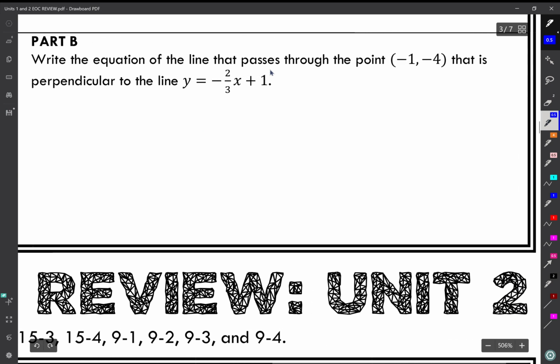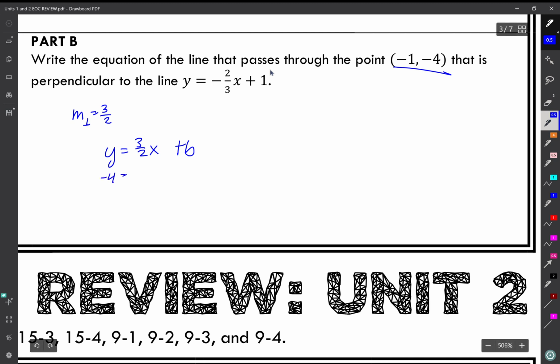Write the equation of a line that passes through the point negative 1, negative 4 that is perpendicular to the line y equals negative 2/3 x plus 1. So first step, find my slope. Since it's perpendicular to this line, which has a negative 2/3 slope, my slope will be 3/2. So far I've got y is equal to 3/2 x plus b. I need to solve for this b by plugging in my point negative 1, negative 4, because my line passes through that, into here for y and x.